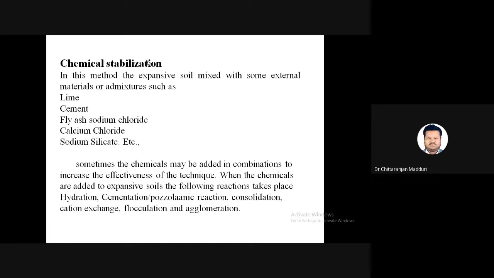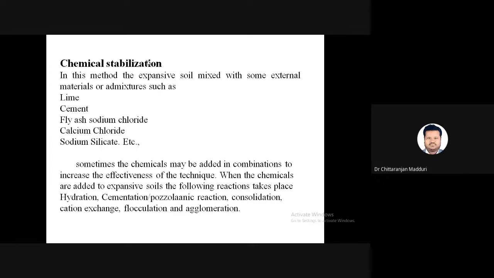When lime alone is used, it is known as lime stabilization. Cement alone is used in cement stabilization, and when fly ash alone is used, it is known as fly ash stabilization. Sometimes, in order to increase the effectiveness of the soil stabilization, we can use a combination of these chemicals: lime fly ash stabilization, cement fly ash stabilization, calcium chloride fly ash stabilization, like that.